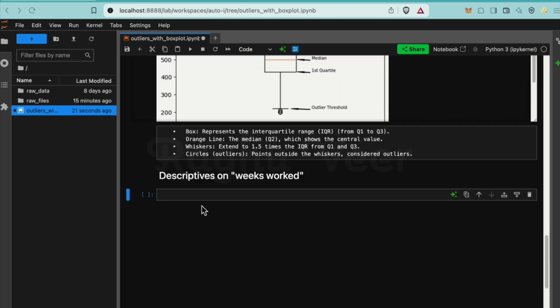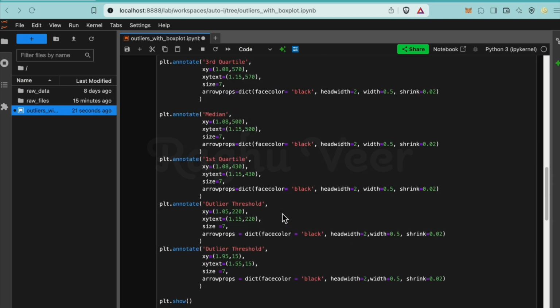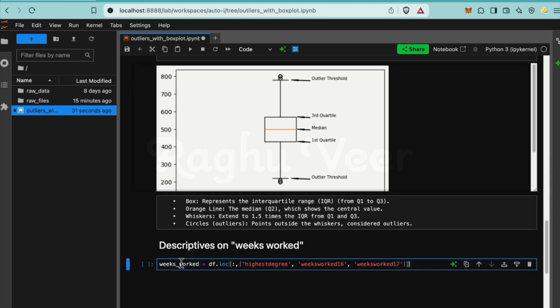Next, I'm looking at the weeks worked columns. I'm interested in weeks worked 16 and 17, which is 2016 and 2017 data. So I'm selecting the data, or subsetting the data, using df.loc: highest degree, weeks worked 2016 and 2017.